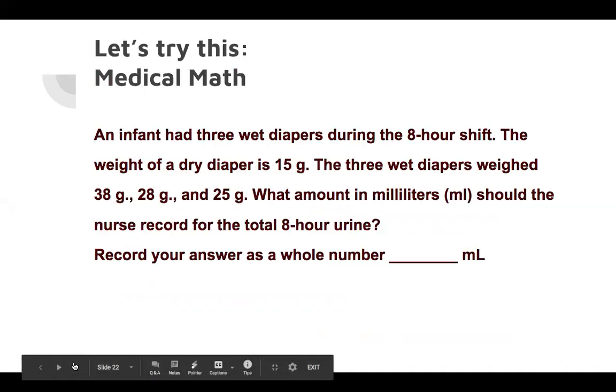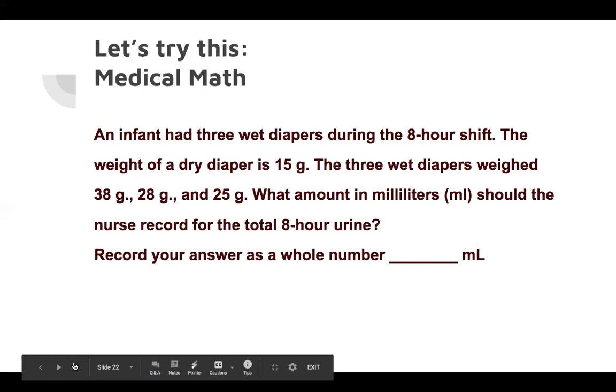And then I gave you this scenario here. So you will have a scenario exactly like this in your exam. However, obviously, it's not going to have the same numbers. So make sure you understand how you get to that. An infant had 3 wet diapers during the 8-hour shift. The weight of a dry diaper is 15 grams. The 3 wet diapers weighed 38 grams, 28 grams, and 25 grams. What amount in milliliters should the nurse record for the total 8-hour urine?